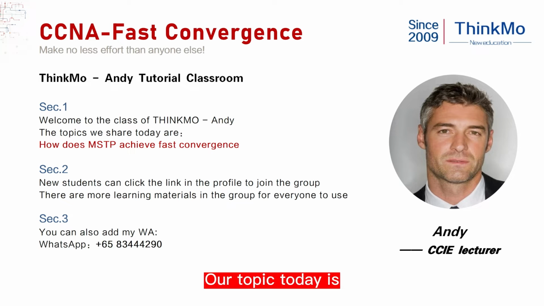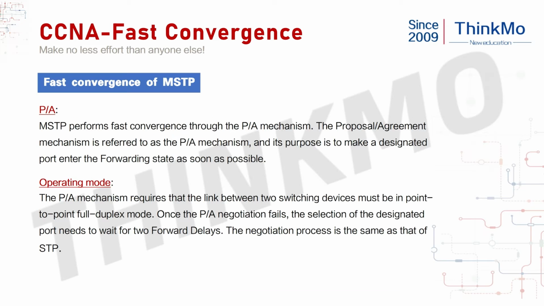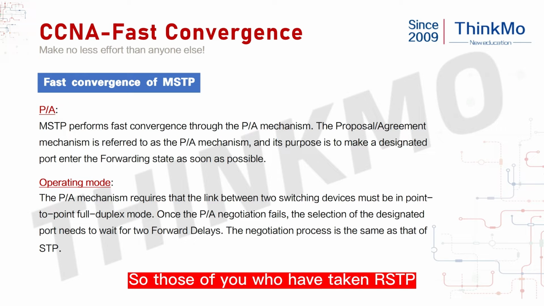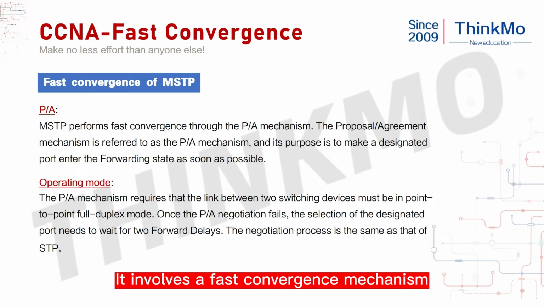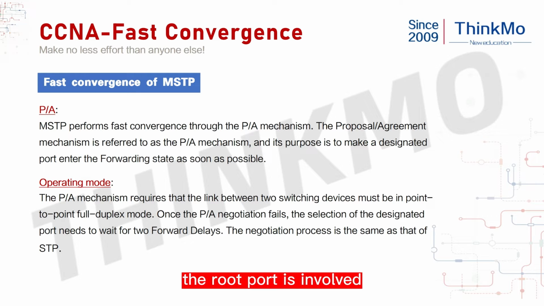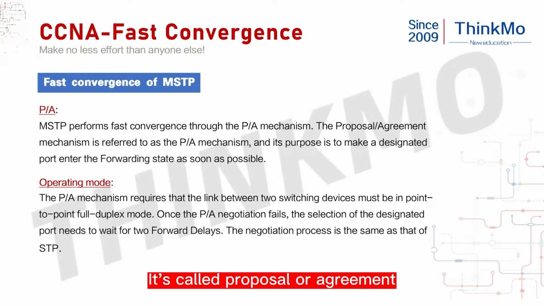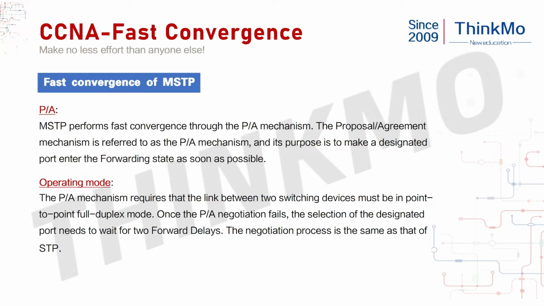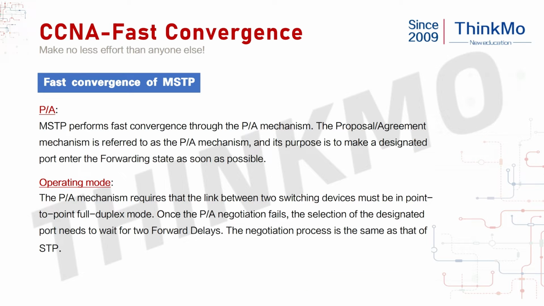Our topic today is: how does MSTP achieve fast convergence? Those of you who have taken RSTP should be clear. It involves a fast convergence mechanism. The root port is involved, and the edge port. Then there is the PA mechanism we mentioned, which is called proposal and agreement. In RSTP, it's a normal PA mechanism. Of course, MSTP also has it.